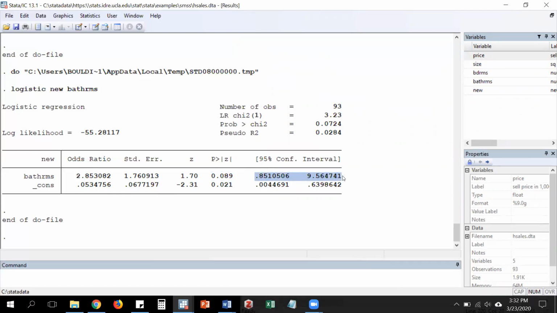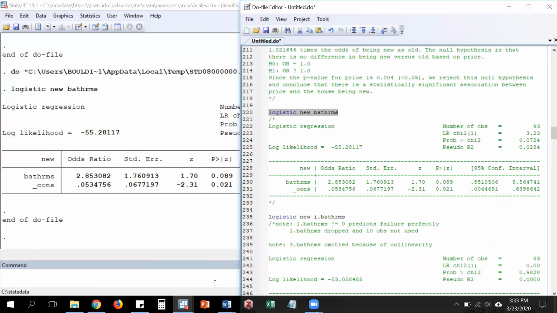1 is contained within our confidence interval here. So we'd say there's no evidence that this is a statistical relationship. There's no statistically significant difference. So we would fail to reject our null hypothesis in this case, which again is that there is no difference in the odds of a home being new based on having an additional bathroom.